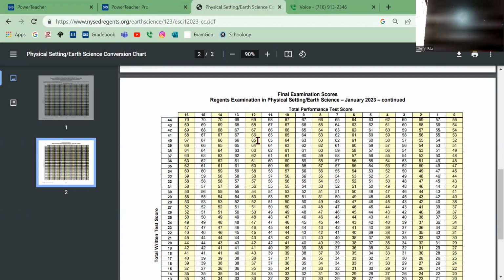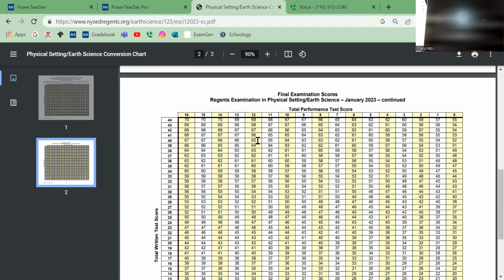Like all of these, if you got half of them right on the practical, that then means you only need a 43 on the written part to just pass. So everybody who's panicking, I'm not going to pass. Odds are in your favor, you're going to pass.